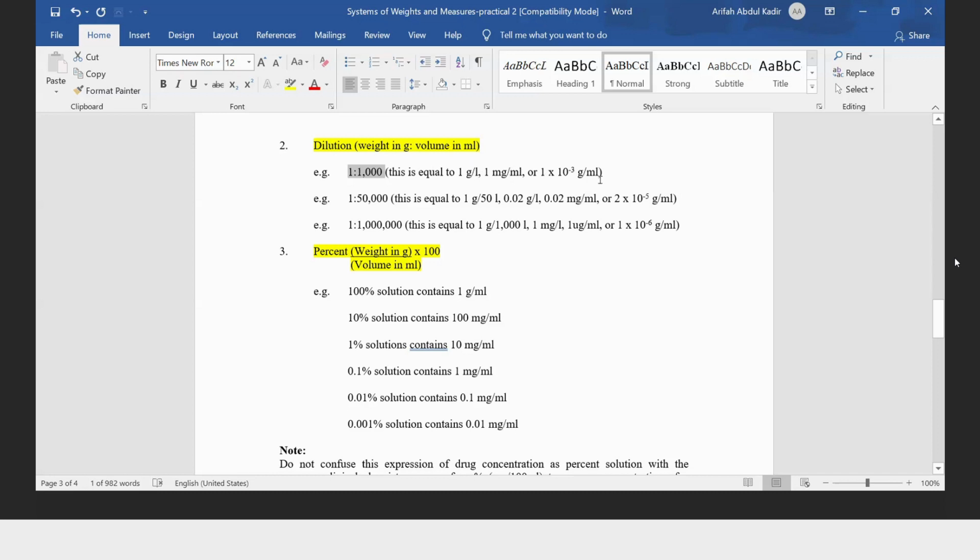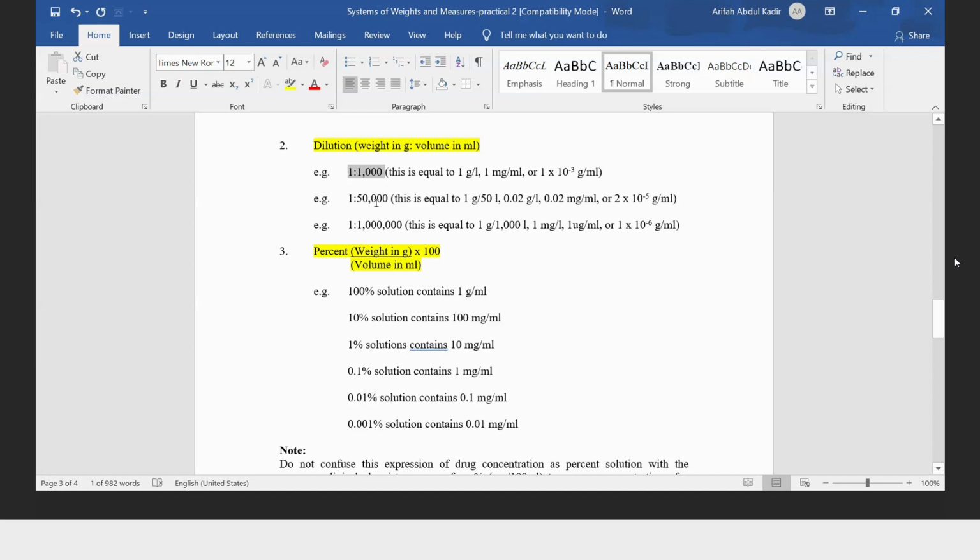So if you convert to gram per ml, you get 1 times 10 to the power of 3. Okay, so same, these are the other examples.